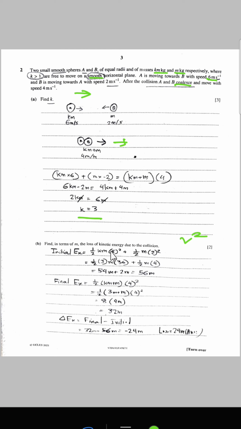Then initial kinetic energy, that is kinetic energy of A plus kinetic energy of B, is equal to 56 m, where m is a constant. And the final kinetic energy of total A and B after coalescing with a speed of 4 meters per second is 32 m. So change in kinetic energy is negative 24 m. Therefore, loss in kinetic energy would be 24 m.